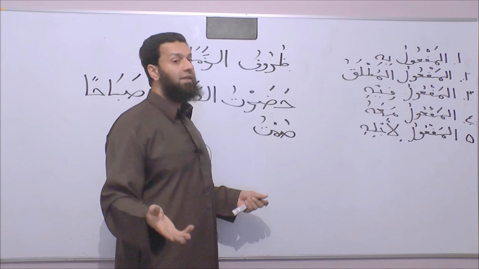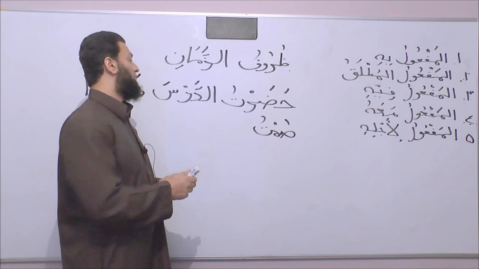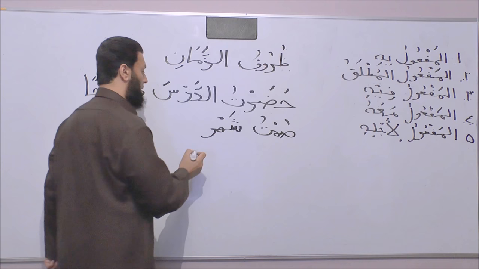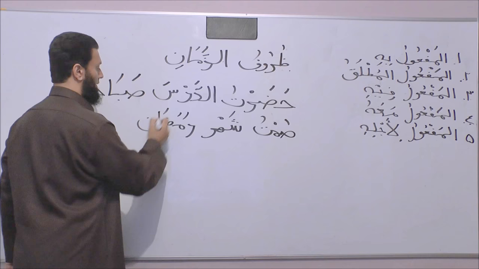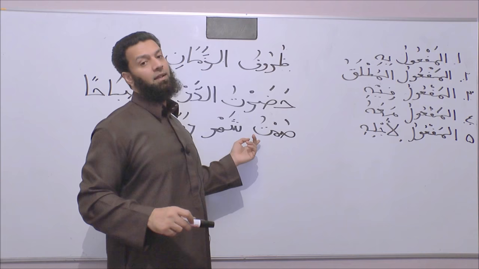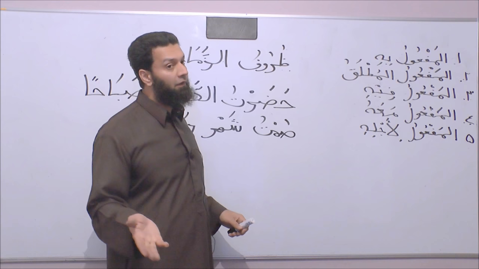Therefore I fasted is صمتُ. Now, so you want to say I fasted the month of Ramadan: صمتُ شهرًا رمضانَ. So صمتُ here: فعلٌ ماضٍ مبنيٌ على السكون لاتصاله بتاء الفاعل المتحركة. And تاء is the ضمير متصل مبني على الضم في محل رفع الفاعل.